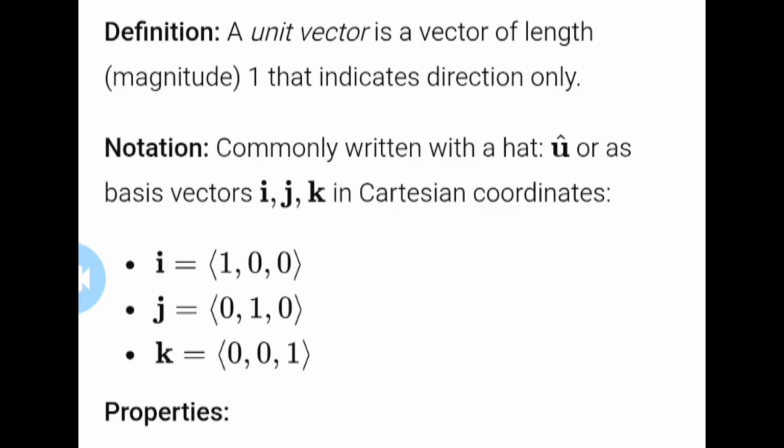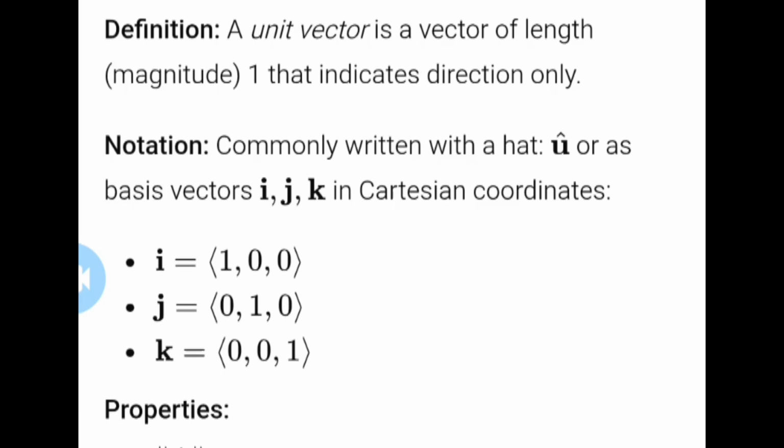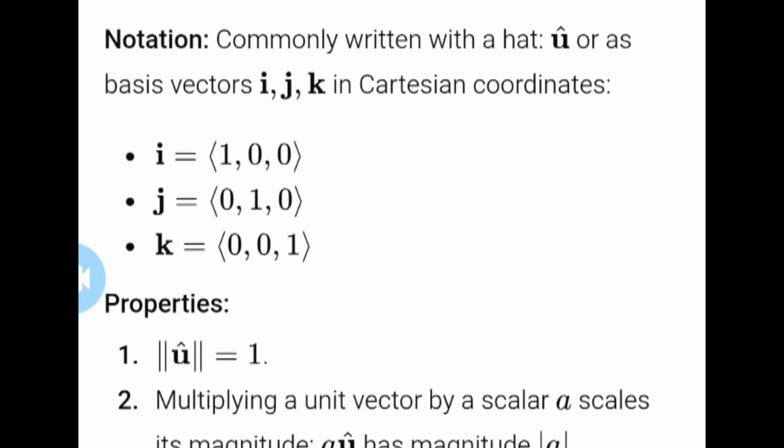Notation: commonly written with u-hat notation or as basis vectors i, j, k in Cartesian coordinates. You know how we have x, y coordinates in the two-dimensional plane? You can also express a three-dimensional space using the z axis. The same thing can be translated into i, j and k axes when you are thinking about vectors and their three dimensions. Now here's an example of a unit vector.